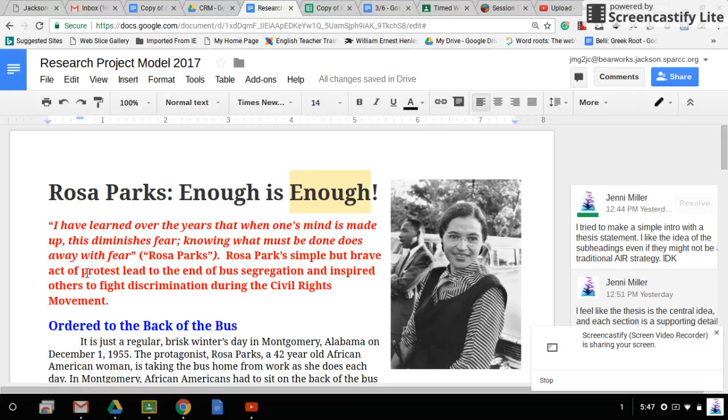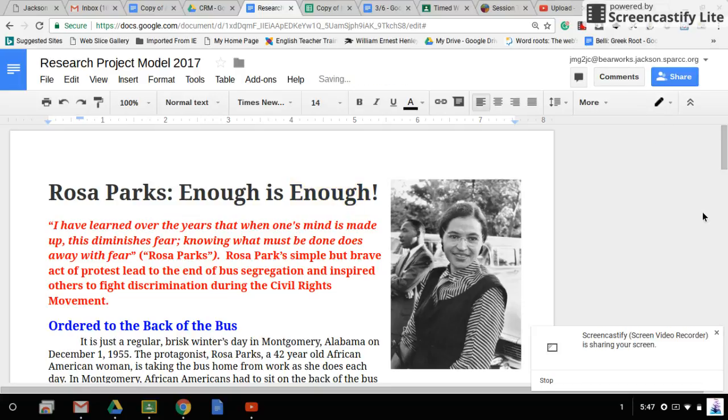"I have learned over the years that when one's mind is made up, this diminishes fear. Knowing what must be done does away with fear." Rosa Parks. Rosa Parks' simple but brave act of protest led to the end of bus segregation and inspired others to fight discrimination during the civil rights movement. And so what you see here, I didn't really need a bridge since I quoted her, and then I began talking about her. I have my thesis statement. You know that you are summarizing the event and discussing its impact on the civil rights movement. So your thesis should look similar to my thesis.